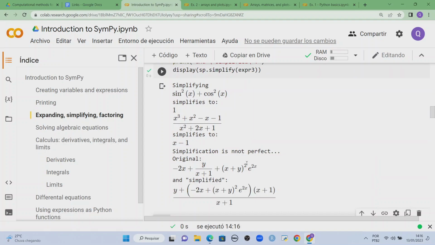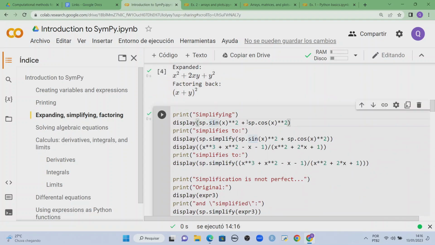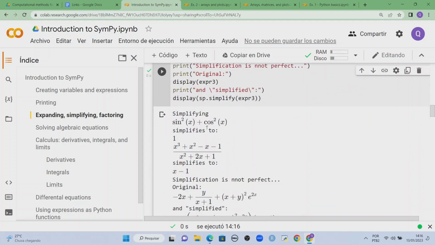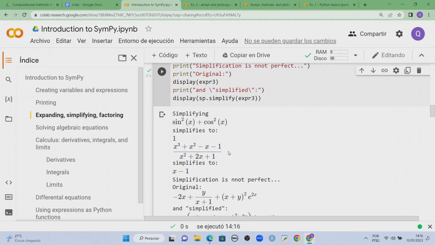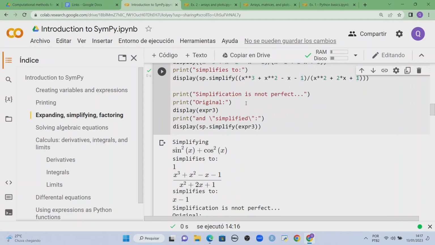So for instance, I have here sine squared plus cosine squared. When I call simplify on this expression, it simplifies to 1, okay? It uses trigonometric identities and so on. Now, if I take this other expression here, x cubed plus x squared minus this fraction, this is the original expression over here. When I call simplify, what does it do? It recognizes that there's a common factor between the numerator and denominator, cancels out this common factor, and gives you x minus 1. Okay? Nice, right?